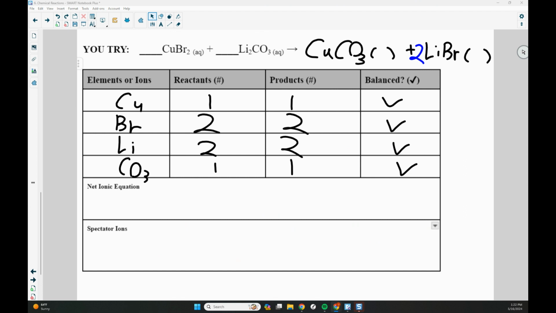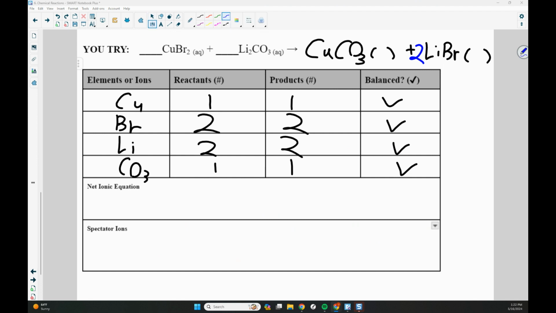All right, I already did steps 1 through 3 for you because we should be getting pretty comfortable with those. So we have a balanced equation. You guys have any questions about what I did up there for steps 1 through 3? Okay. So the net ionic equation.